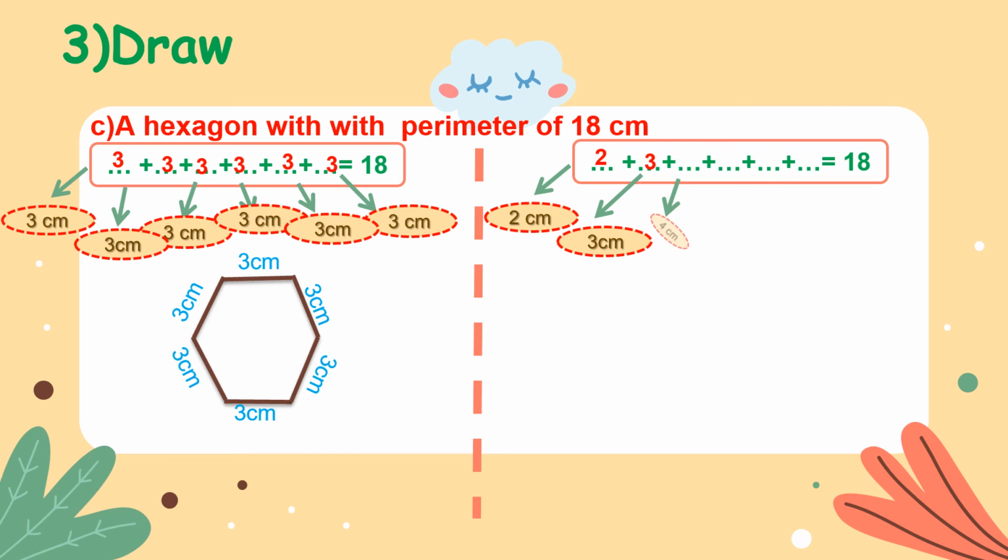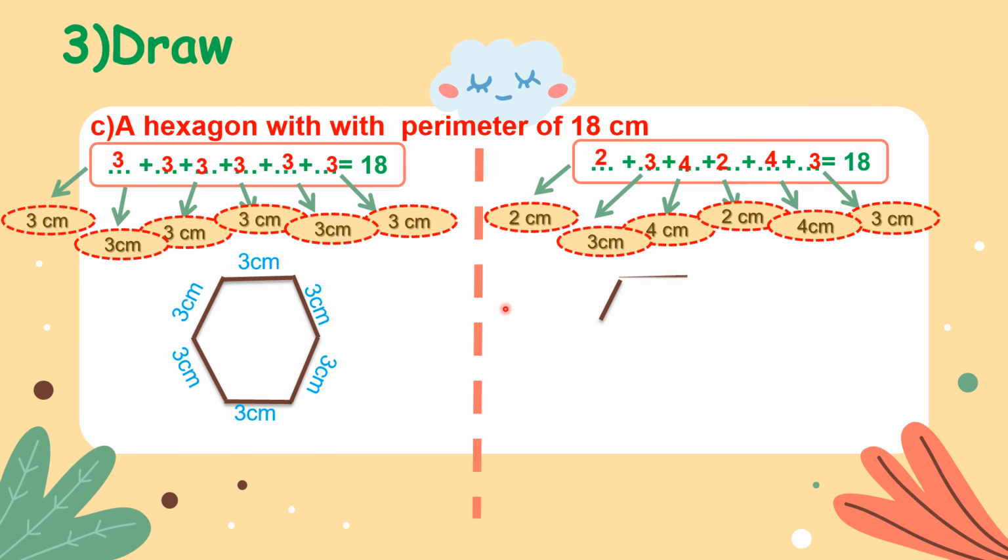So if I choose 2 and 3 and 4, 2 and 3 equals 5, 5 and 4 equals 9. So I'm going to put another set of sides like 4 and 2 and 4 and 3. Now it will be the sum of 2, 3, 4, 2, 4 and 3, which will be 18. So let's draw a hexagon with side lengths 2, 3, 4, 2, 4 and 3. Now I draw 2 hexagons. Here this one with the same sides, but here with different sides.